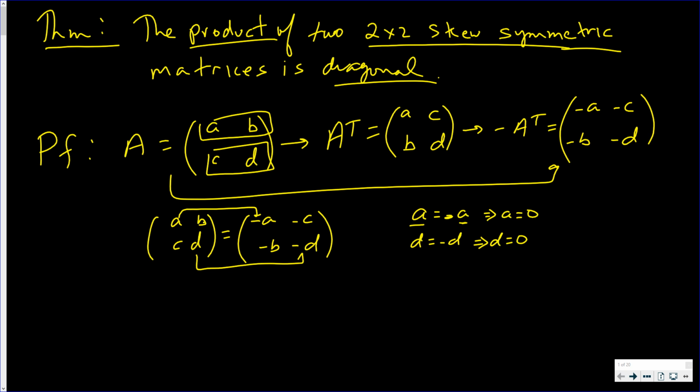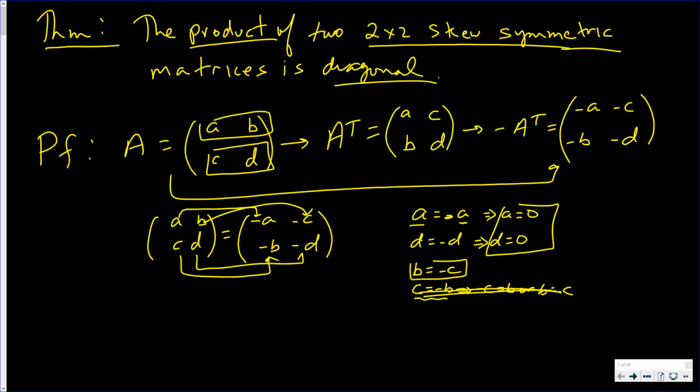Now, we want b to equal negative c, and we want c to equal negative b. Well, if I multiply this equation by -1, I get negative c is b, or b equals negative c. Exactly this one. So I don't need this anymore. I have a and d have to be 0, and whatever c is, b has to be negative that.